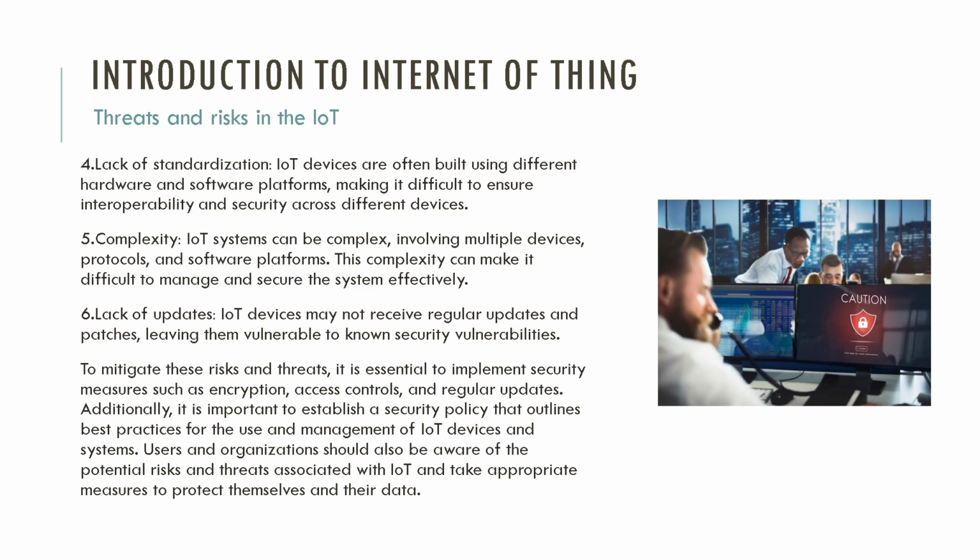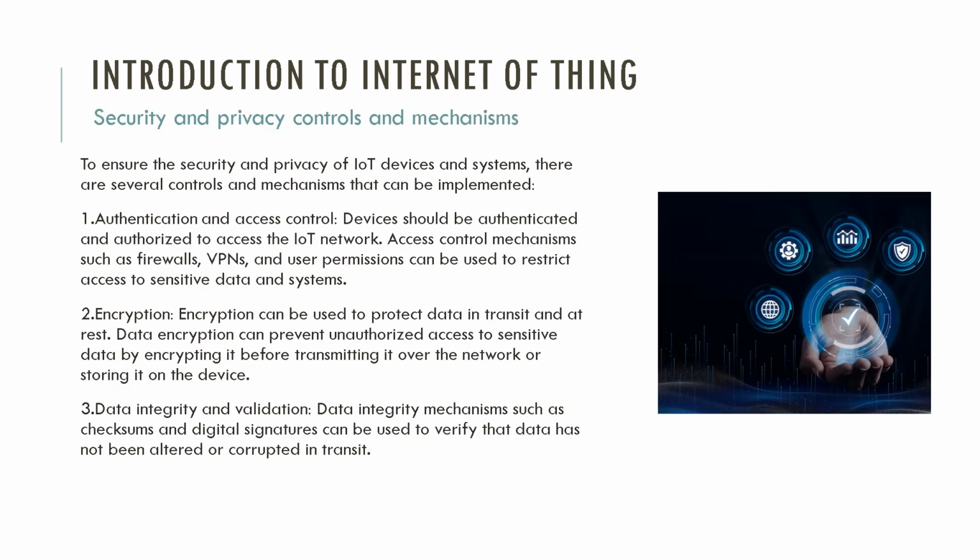To mitigate these risks and threats, it is essential to implement security measures, such as encryption, access controls, and regular updates. Additionally, it is important to establish a security policy that outlines best practices for the use and management of IoT devices and systems. Users and organizations should also be aware of the potential risks and threats associated with IoT and take appropriate measures to protect themselves and their data.